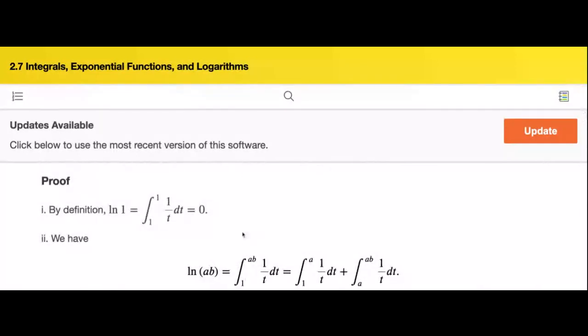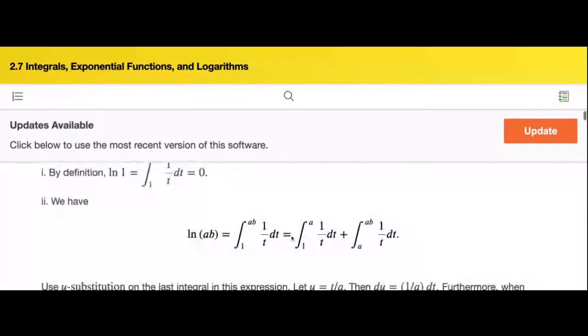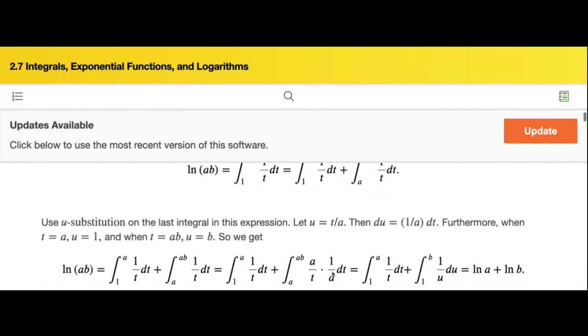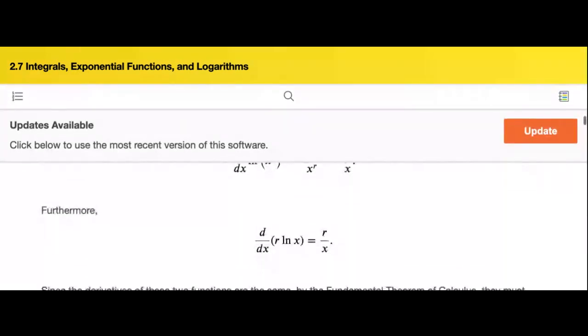You can go through these proofs by integration, because if we made a definition like this, it has to work for all the properties, right? So I'm not going to go through that. You can go through this.